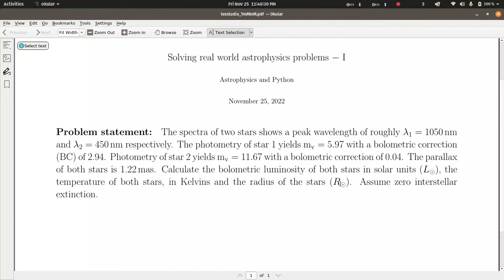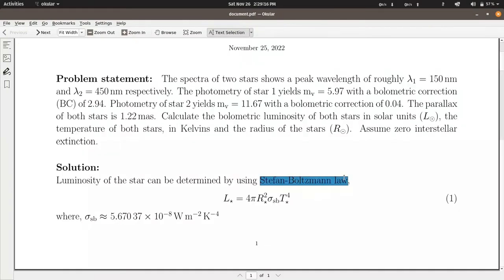Assume zero interstellar extinction. To determine the luminosity of the star, we can use the Stefan-Boltzmann law, which is written over here. L star equals 4 pi R star squared sigma SB T star to the power 4, where sigma SB is the constant, and the value for that constant is given over here as well. So if you look over here, we can see that we do not have the value for R, we do not have the value for T, and we do not have the value for L as well. All these three values are required for us to find.